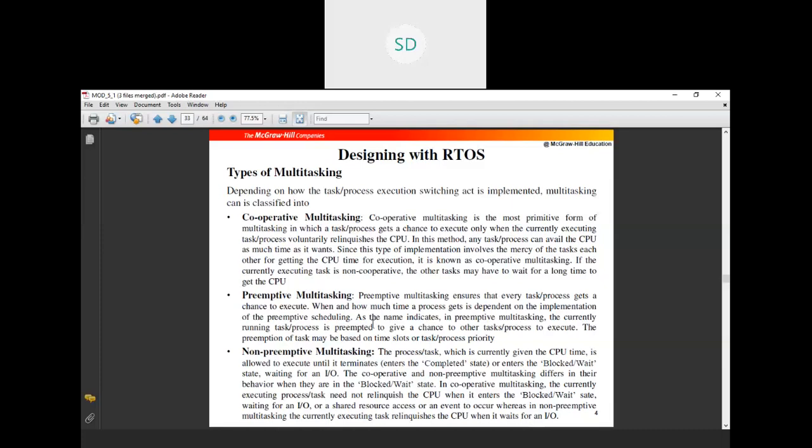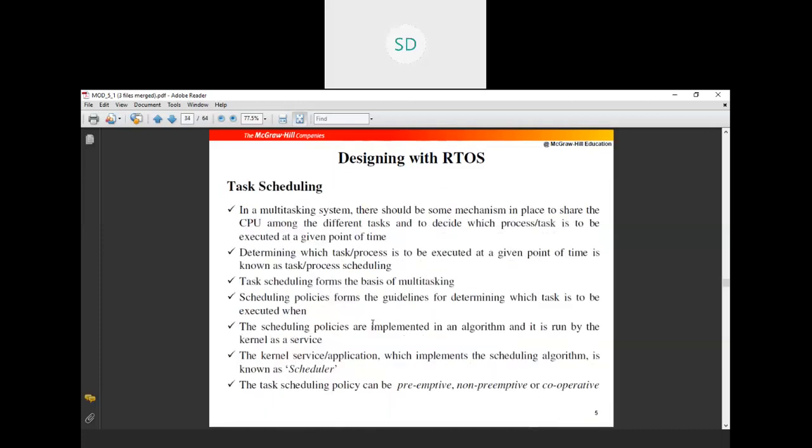So these are the three major types of multitasking that we have in RTOS. Now we'll deal with different types of preemptive multitasking in this particular session.